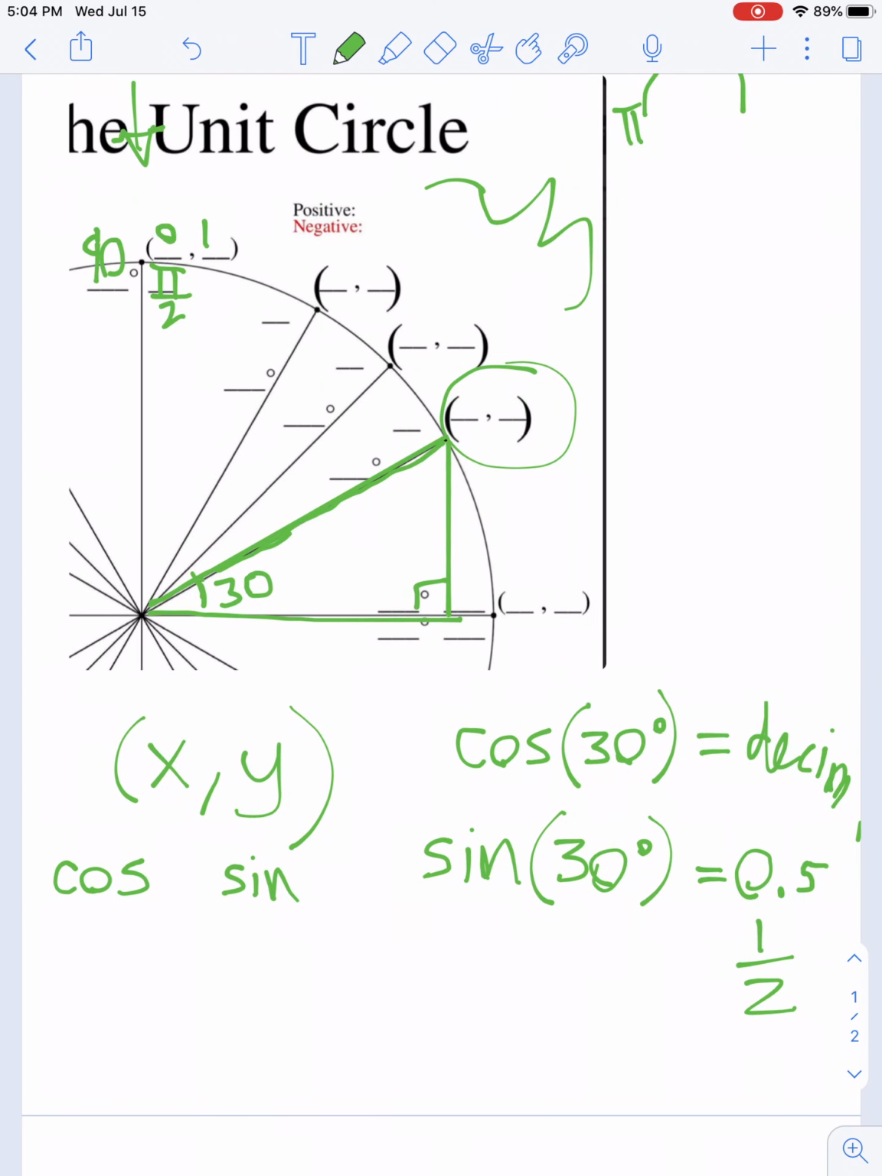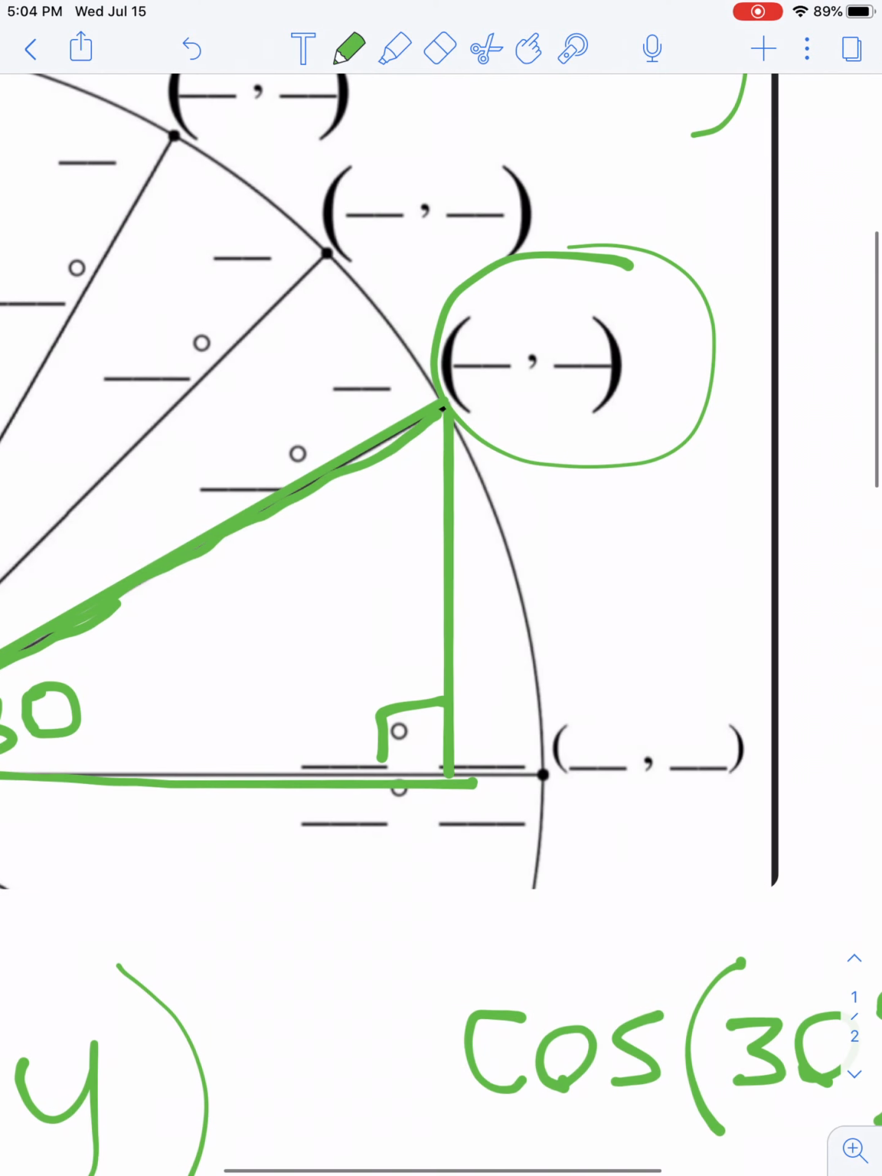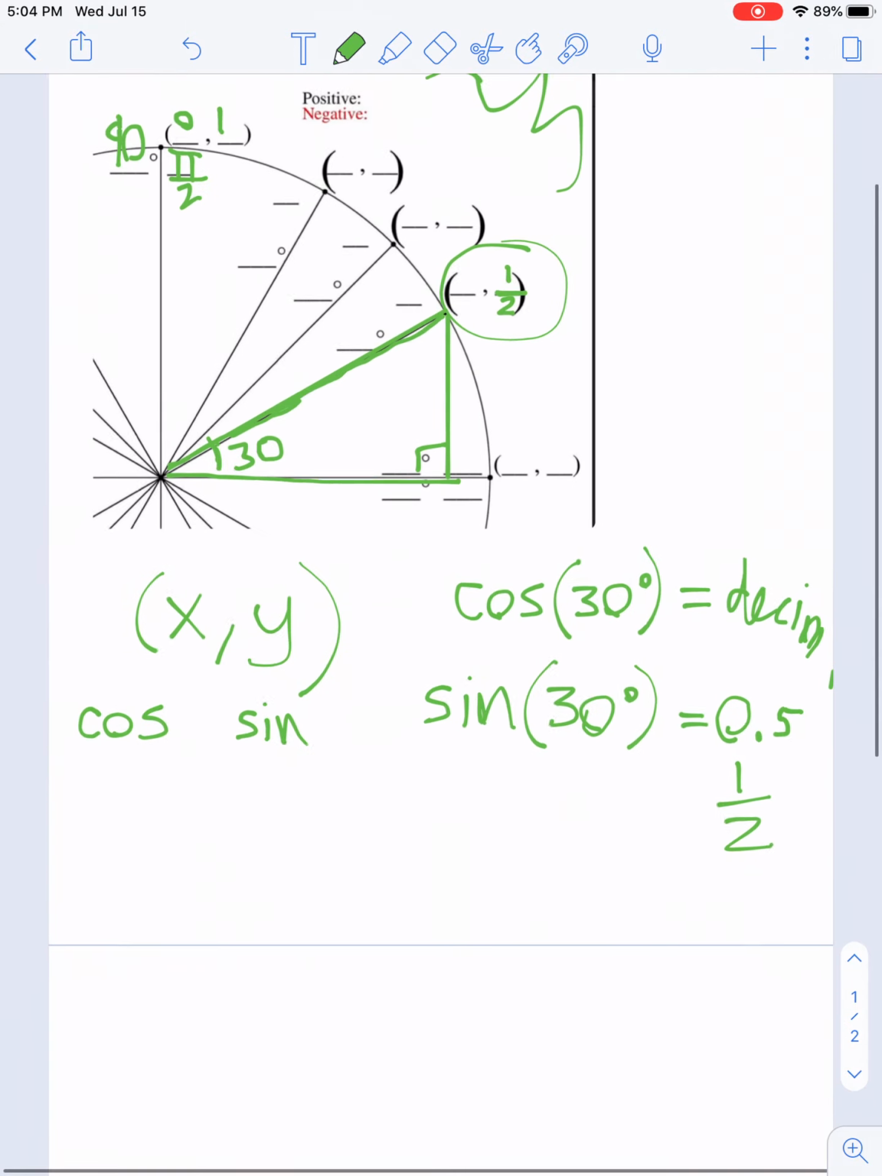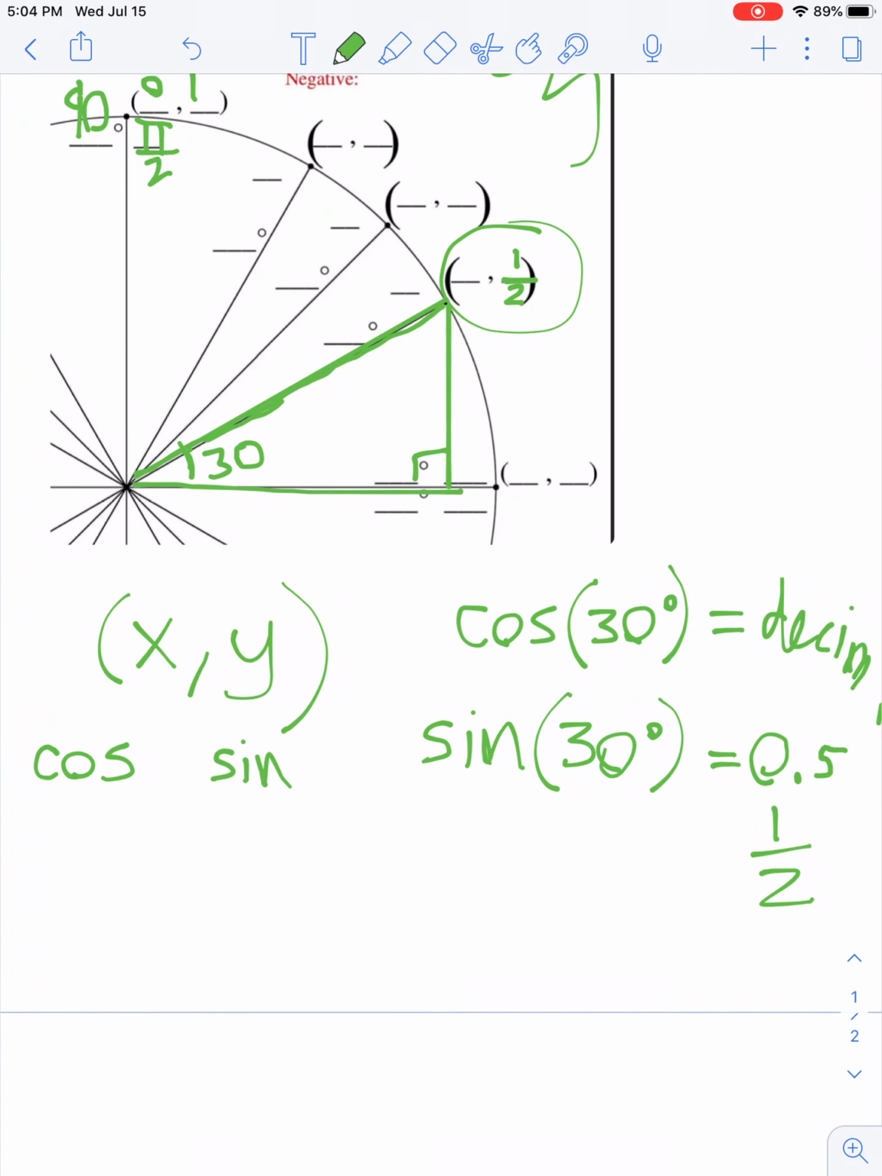Remember, sine is my y coordinate, so that means this point right here, and I'm going to actually just use that as the fraction bar. The y value is 1/2, that's 0.5, but remember, we're using just fractions. Now, I still need to find that x value, but I don't want to deal with a fraction.